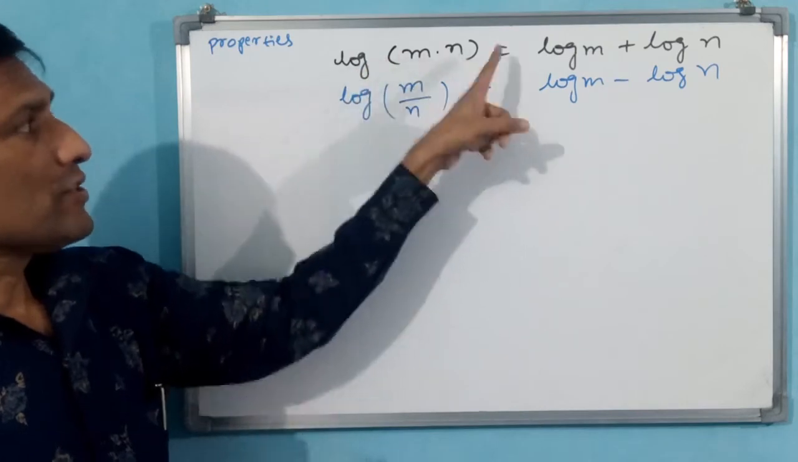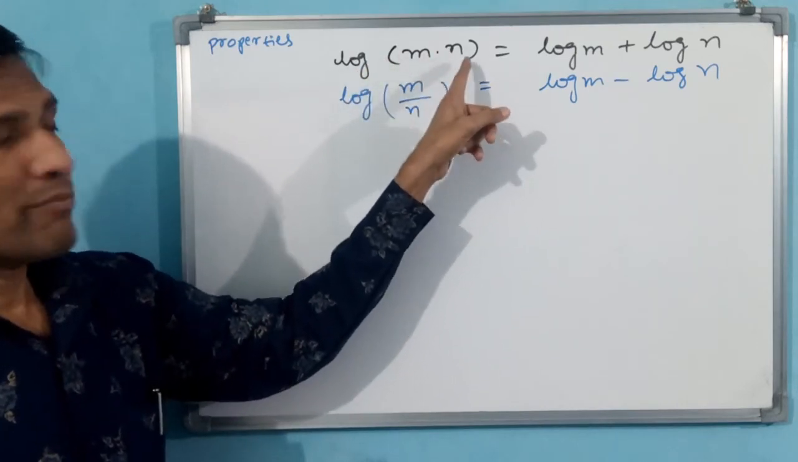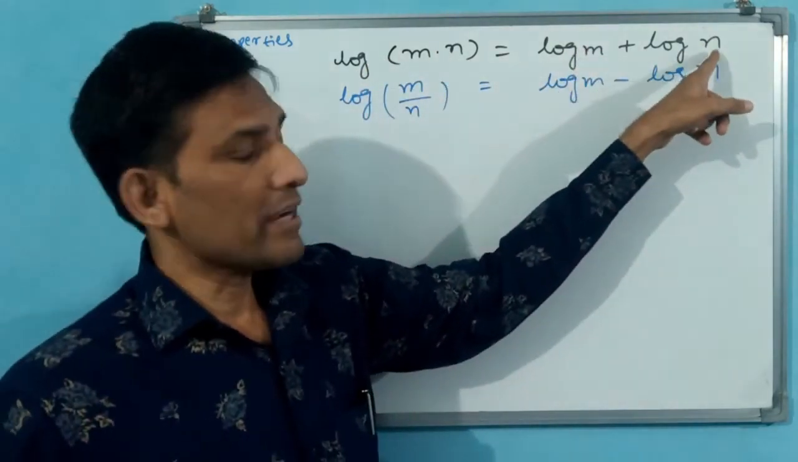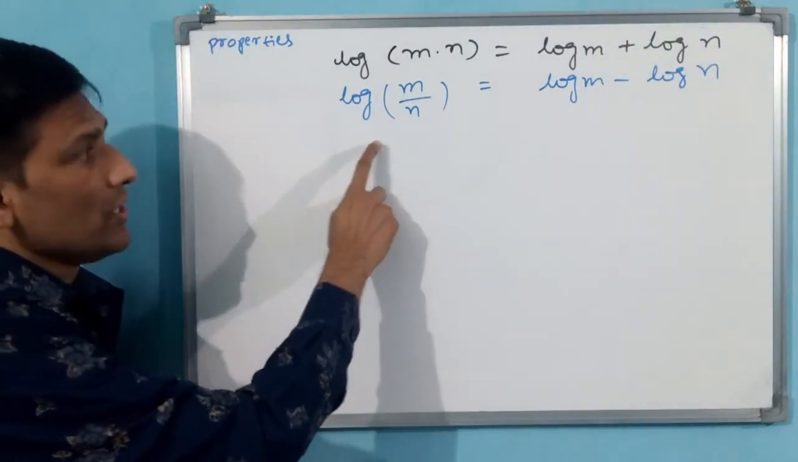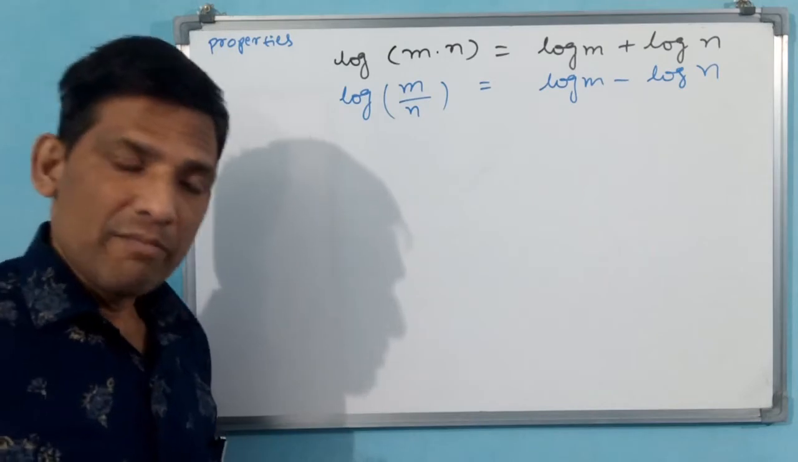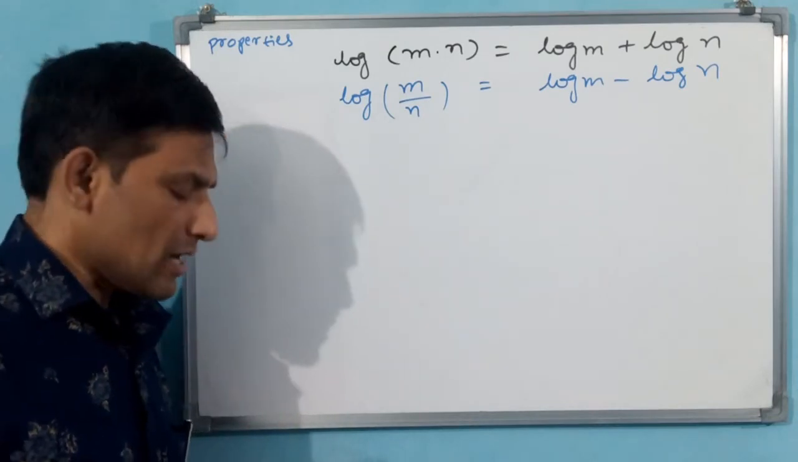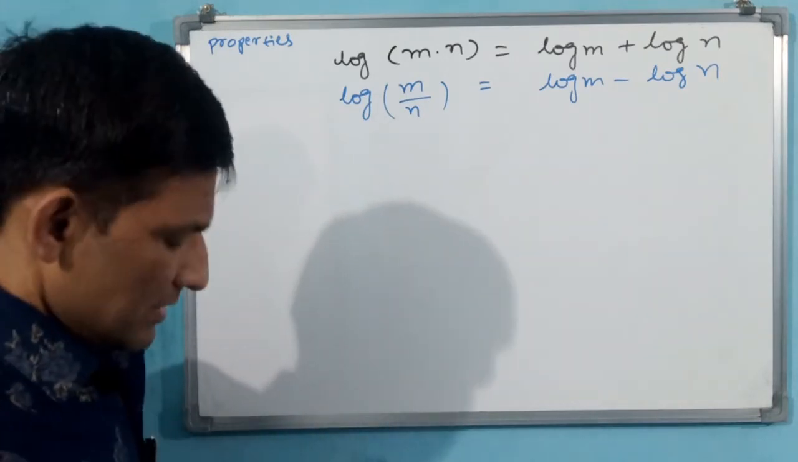Okay. Here anything you can do. Why? Because m into n and n into m both are the same. Log m plus log n, log n plus log m both are the same. But here it is not like that. Here log of m divided by n is equal to log m minus log n. Like that only you have to take.